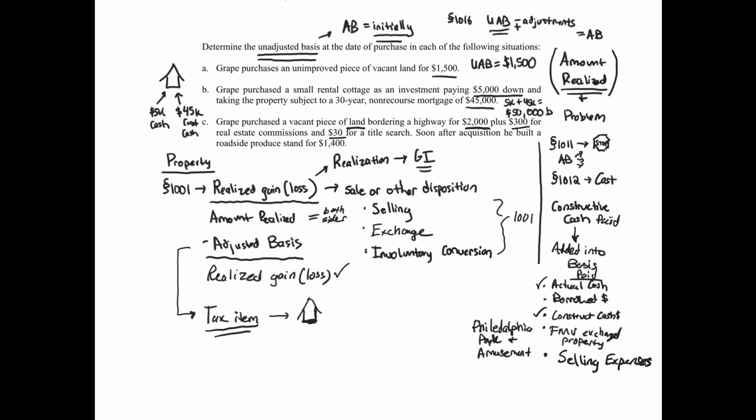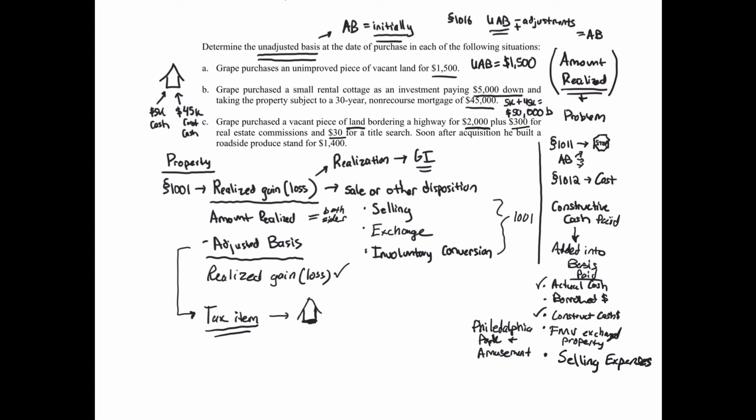Before we actually go into the analysis, soon after acquisition, he built a roadside produce stand for $1,400. This is interesting. We haven't seen this yet. Some of you watching might have taken an accounting class before. Assets are all economic resources that have future or present value that can benefit the business or the individual. You have to list out all the assets: cash, accounts receivable, inventory, land, produce stand. They're different types of asset. We do the same thing for tax.